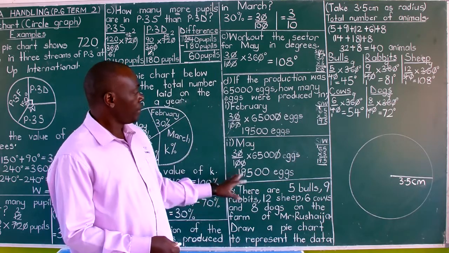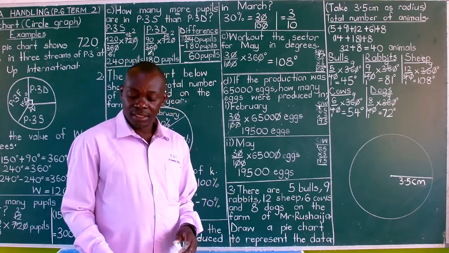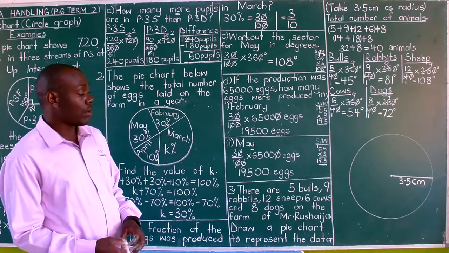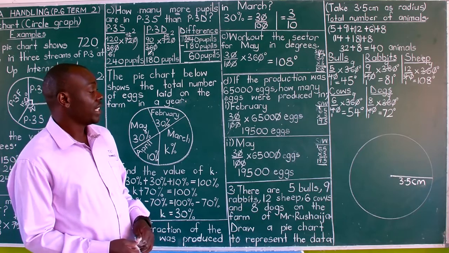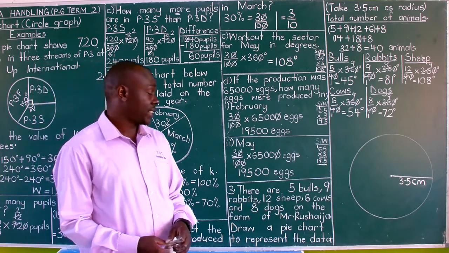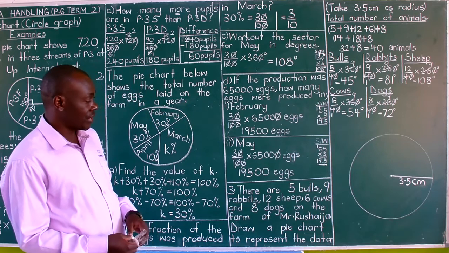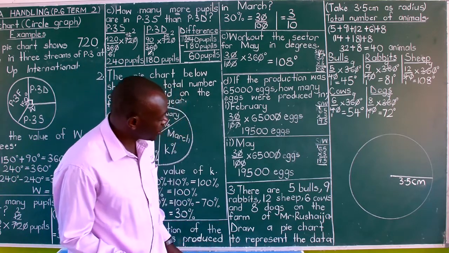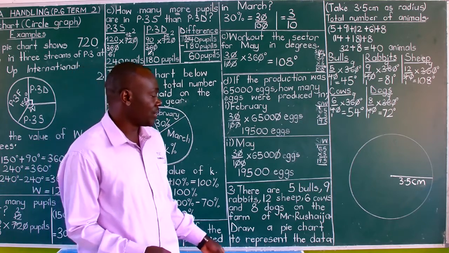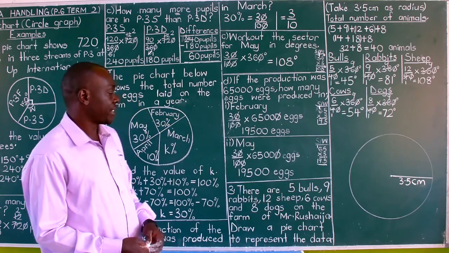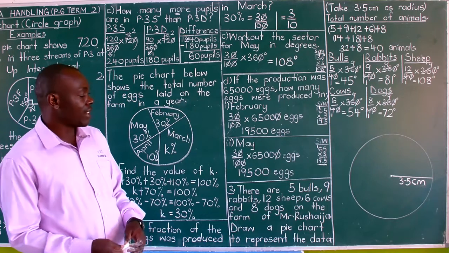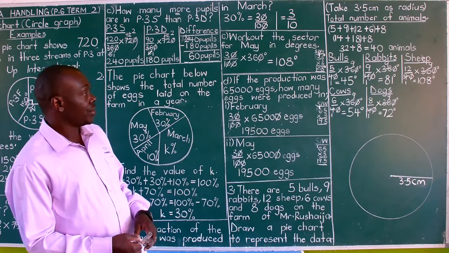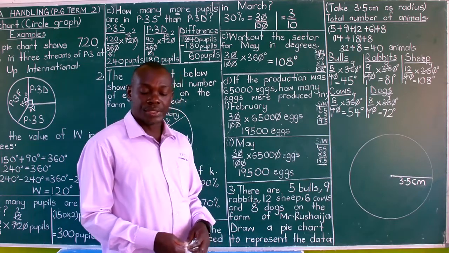Now, before anything is done, whenever you are asked to draw a circle graph, also known as a pie chart, ensure all the sectors are in degrees. Ask yourself whether they are already in degrees. No, they are just in single animals per sector: 5 bulls, 9 rabbits, 12 sheep, 6 cows, and 8 dogs. Now, what should we do?